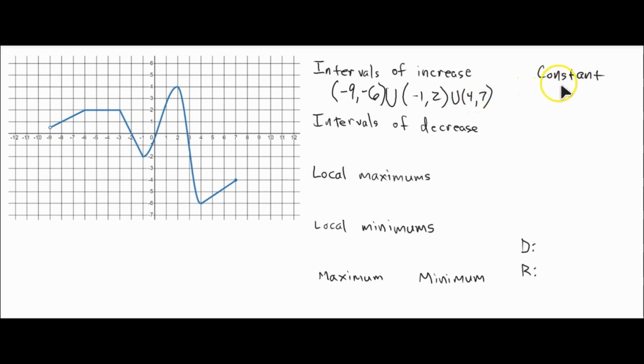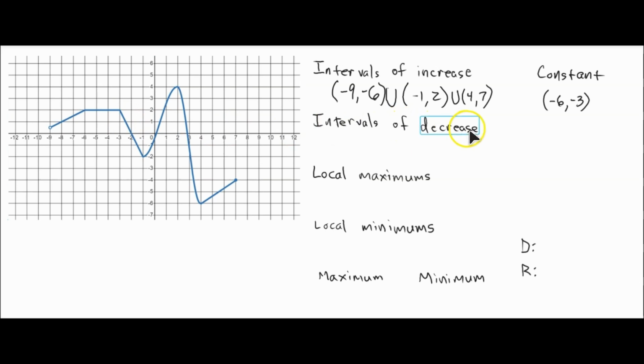What about that constant interval? Well, that's this flat spot here. And it starts at -6 and it goes up to -3. So we're going to say that there's a constant interval from -6 up to -3. And there's only one constant interval, so we're only going to put that one.